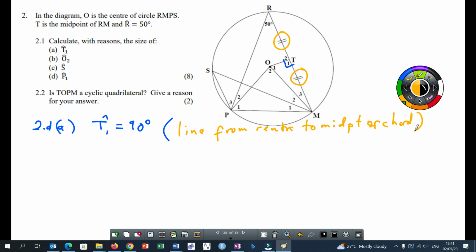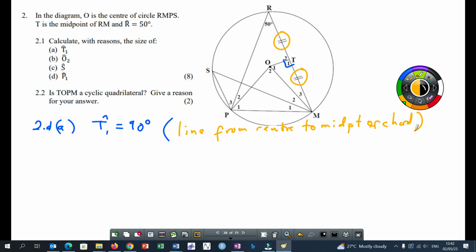Whenever you are given a question, if it's indicated on the diagram that a chord is bisected, there is no indication of a 90-degree angle between the line from the center and the chord. The reason that you must give is the converse of theorem 1.